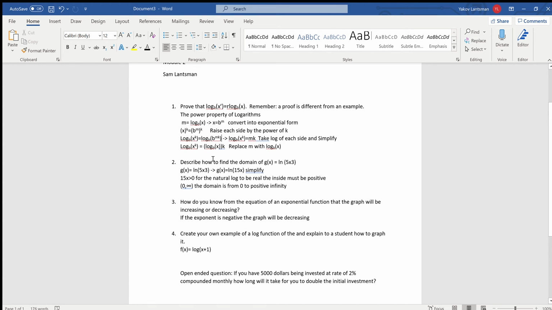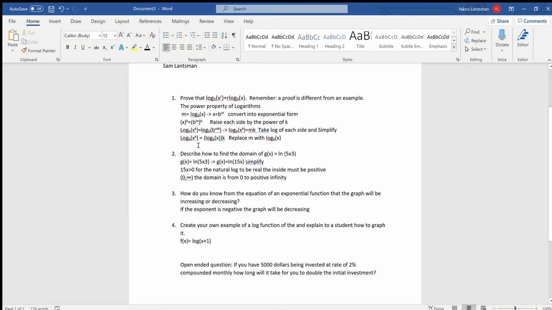After that, all I did was replace m with the original log base b of x. So now you can see how log base b of x to the k is equal to k times log base b of x. Kind of went full circle over here. It really goes to show, in detail, how you can take the exponent here and bring it to the outside.